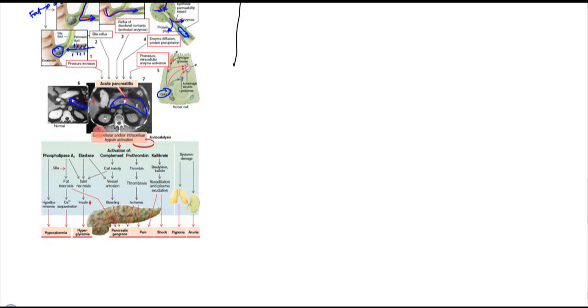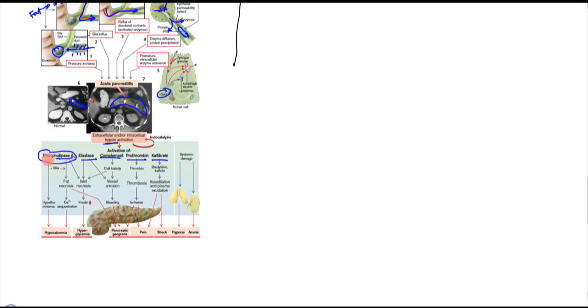Now, we discussed activation of enzymes. The main enzyme that gets activated is trypsin, and trypsin can cause a lot of problems because it ends up activating all the other enzymes. So what will it activate? The lipase, elastase, complement factors, thrombin factors, and even kallikrein, which is an inflammatory factor.